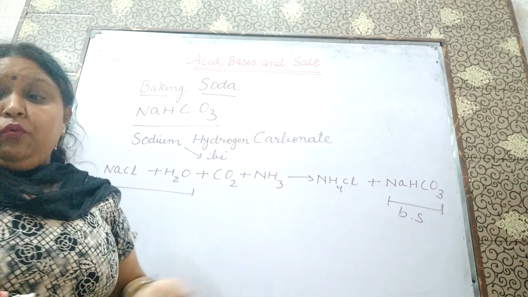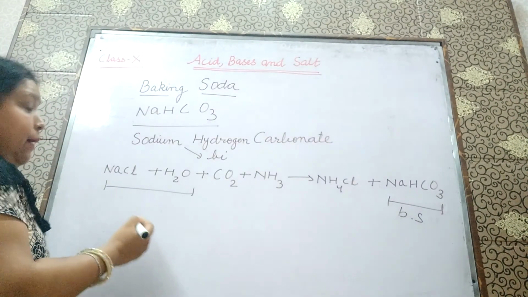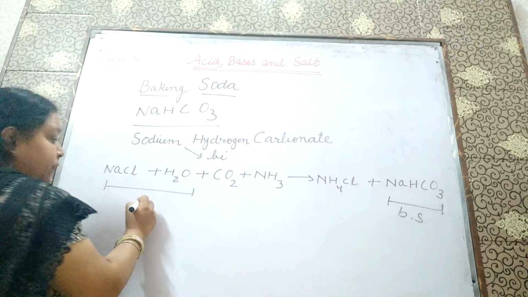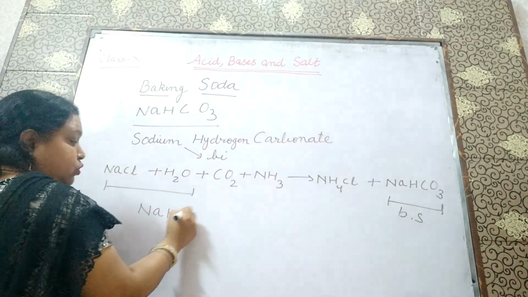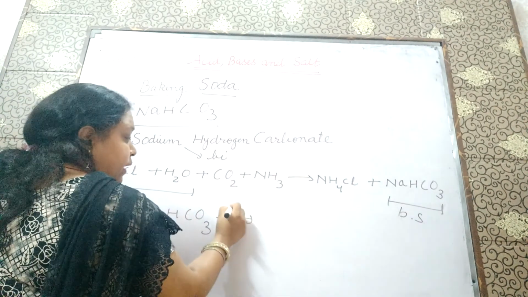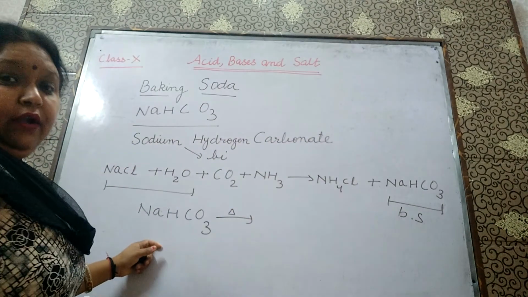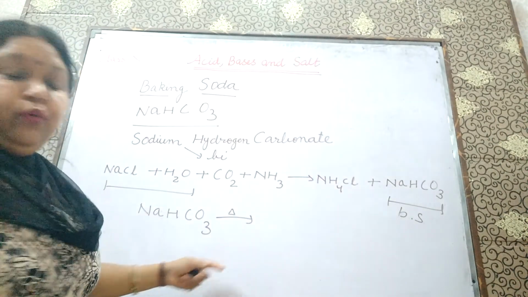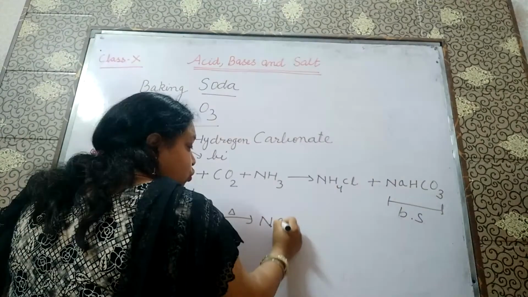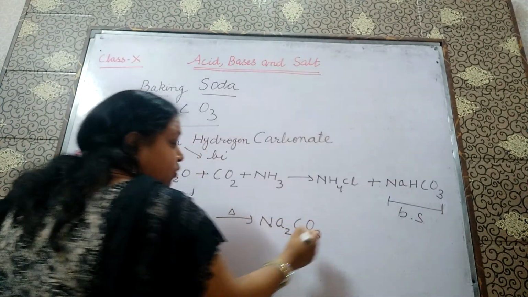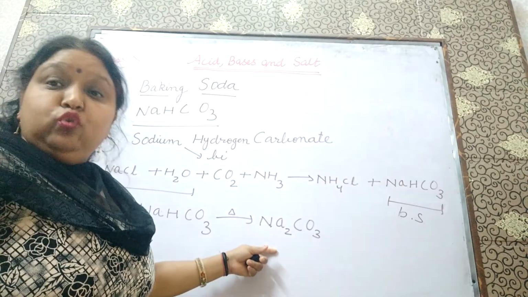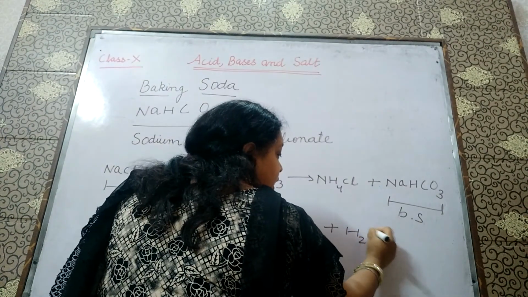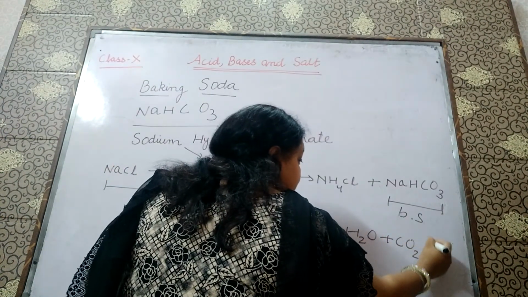Now, what will happen if I have to explain the properties of sodium hydrogen carbonate? Then how can I explain? The NaHCO3 when it is heated up, when we heat them, we are using it in cooking purposes also. So when we heat it, then what product am I going to get? I am going to get Na2CO3. What is Na2CO3? It is sodium carbonate along with water and carbon dioxide gas.